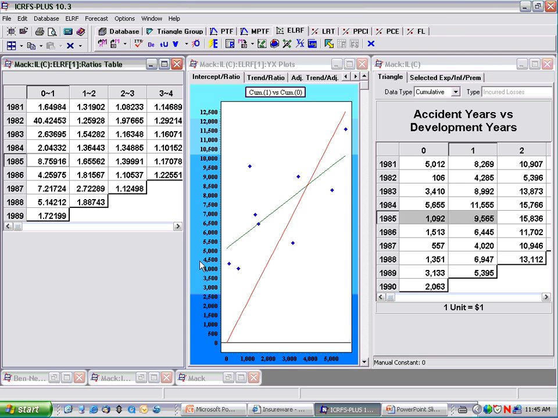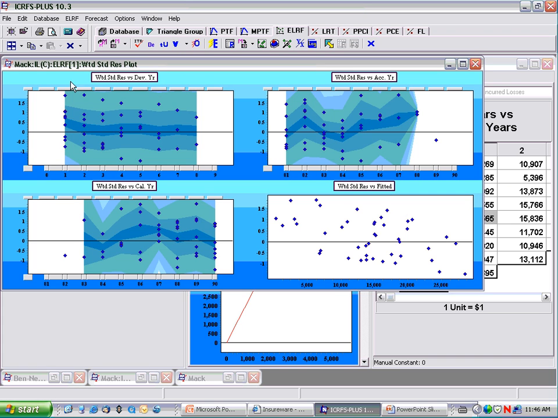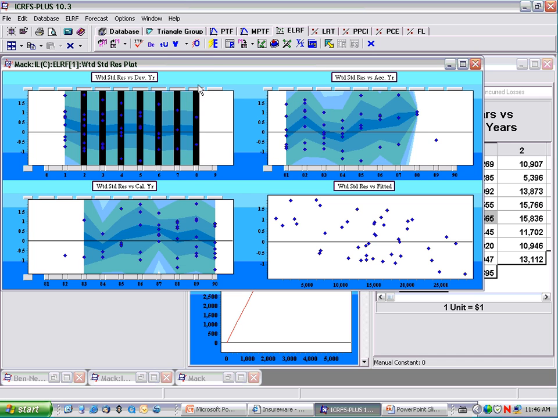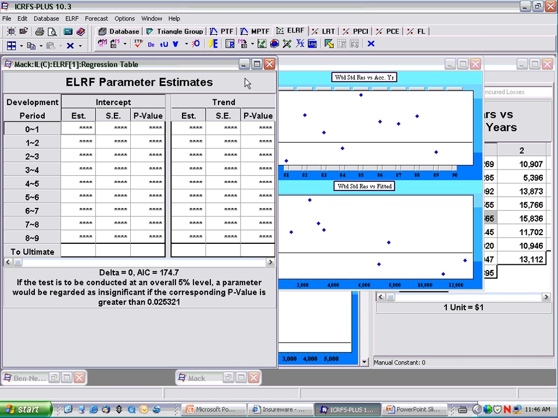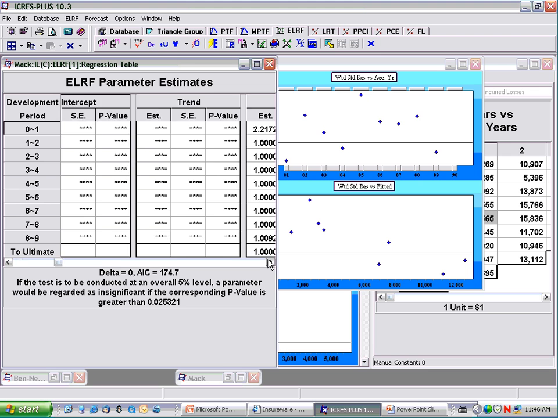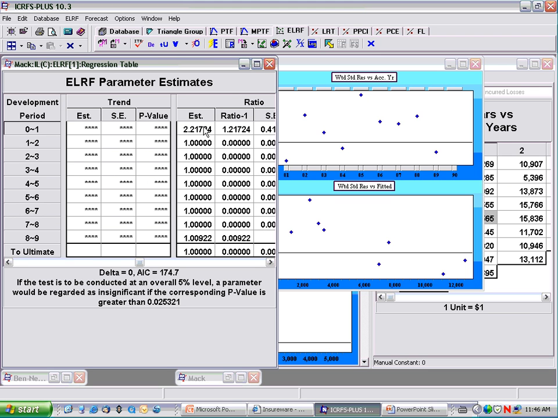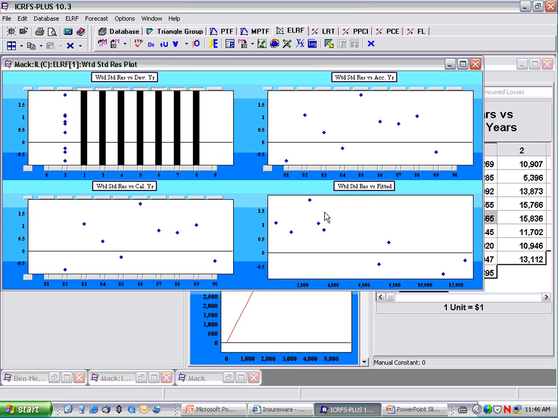Now, when you fit this line, let's fit just that one line. We're only looking at the line between development years 0 and 1. So we've graphed cumulative 0 to 1. That's the line we've just estimated. And the slope of the line is 2.21724. Let's call it 2.22, an approximation. Now, what about the residuals?